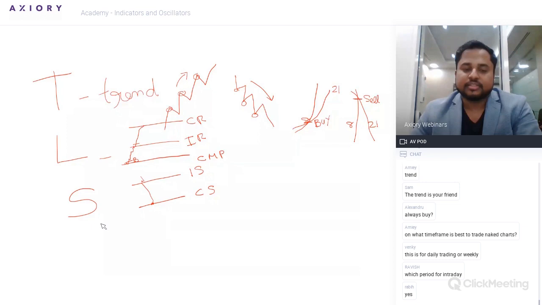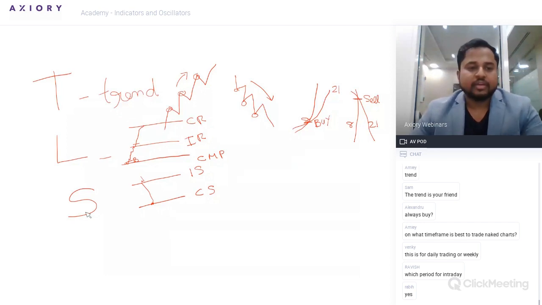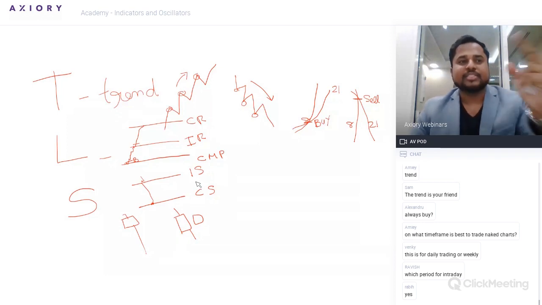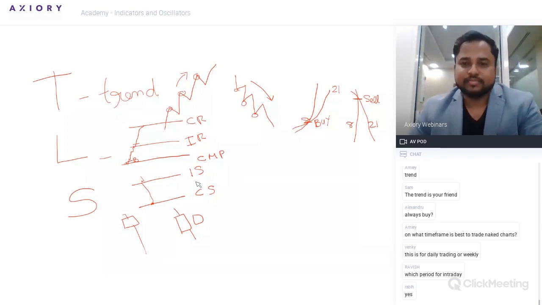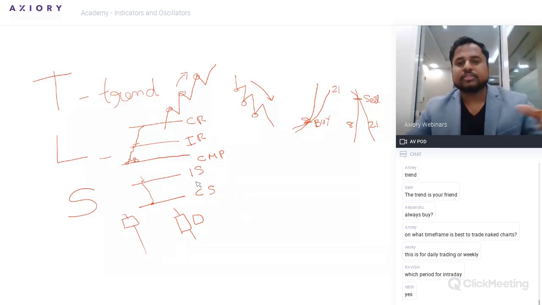Then what you learned? The signals. 2 signals we learned. There are a few more strategies which I use, which I cover in my advanced classes. For time being, we learned two signals. One is a pin bar we learned, and 2 is the inside bars we learned. So whenever these patterns come with this trend and these levels, we take a decision to go for a buy or a sell, right? Yeah. So we combine all these things together and we take a decision.